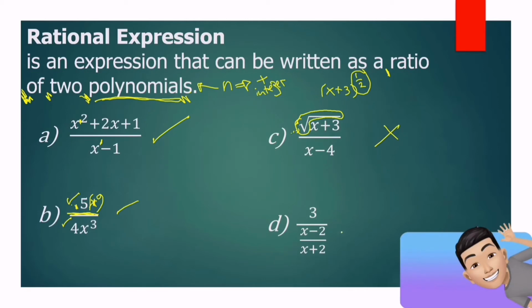Ayan. So, rational pa rin siya kasi kung isi-simplify natin to, mas madali natin itong ma-identify kung rational expression. Simplify natin. May over 1 yon, syempre. So, cross-multiply natin. It will become 3 times x plus 2 over x minus 2. Polynomial. And then polynomial. That's why yung buong expression ay rational expression. Okay.